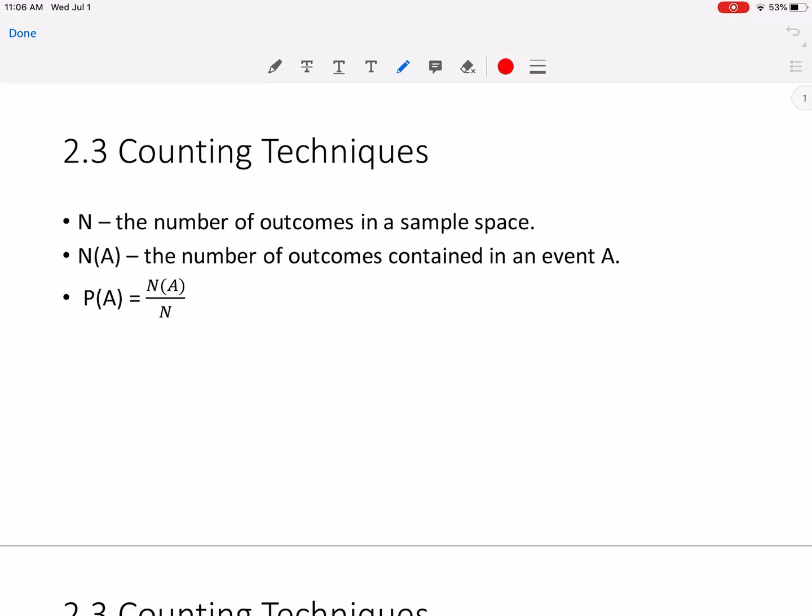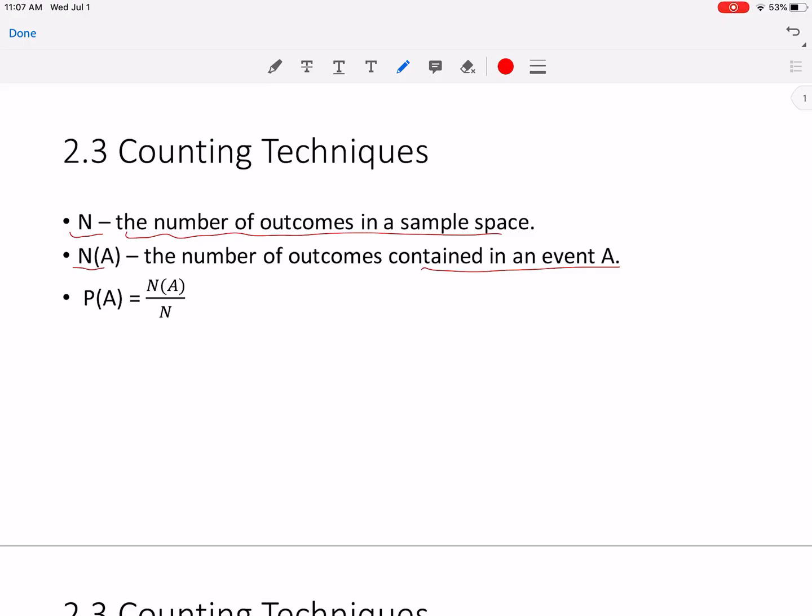Now what do we have here? If the capital N represents the number of outcomes in the sample space, and N of A is the number of outcomes contained in event A, then the probability of event A is equal to the number of outcomes contained in event A divided by the capital N.